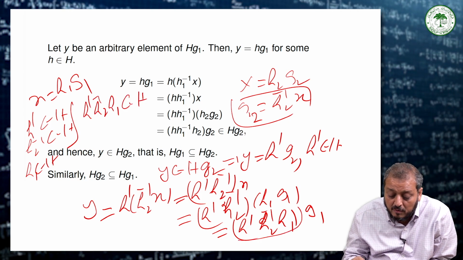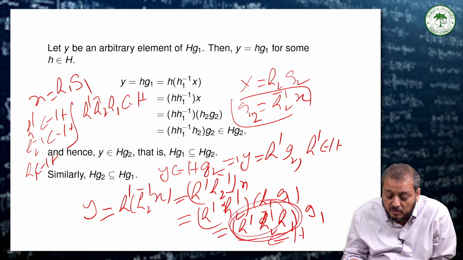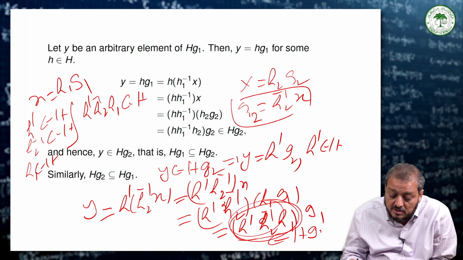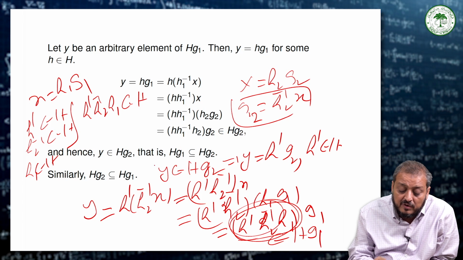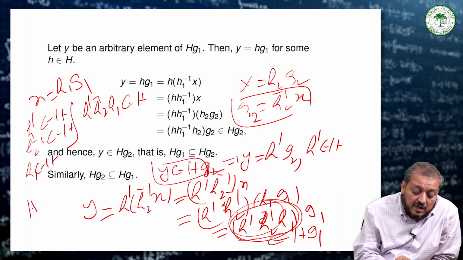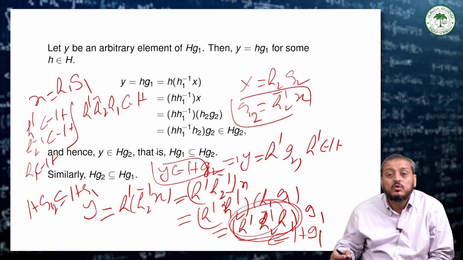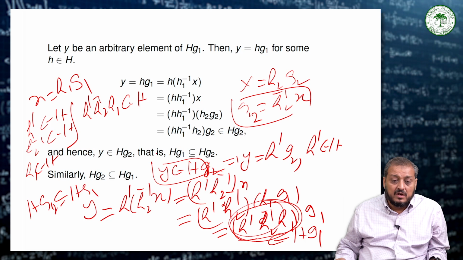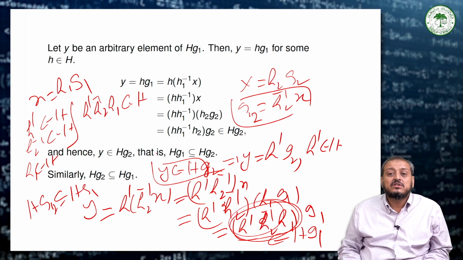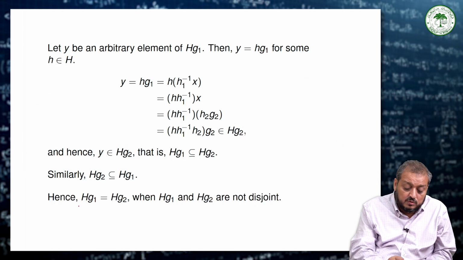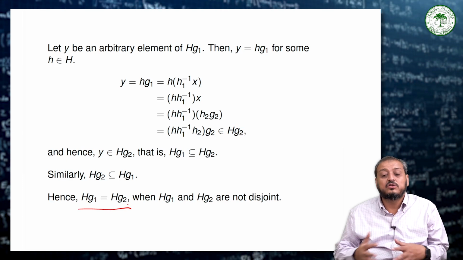So this element belongs to Ha, and this is the element of Ha. It belongs to Hg1. And then y is an element of Hg1, but y is also an element of Hg2. So we can say that Hg2 is containing Hg1, and by these two we can simply say that Hg1 is equal to Hg2. So this means H1 and H2 are not disjoint.